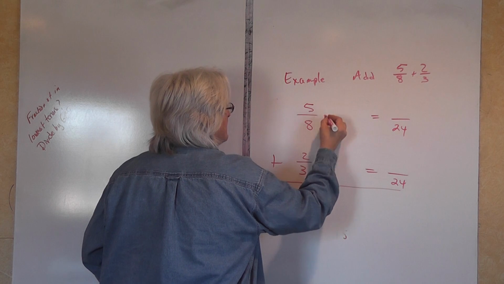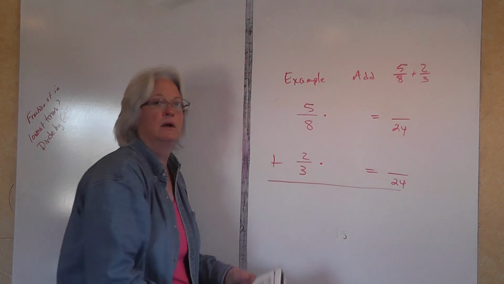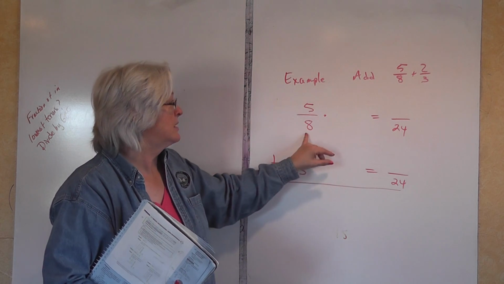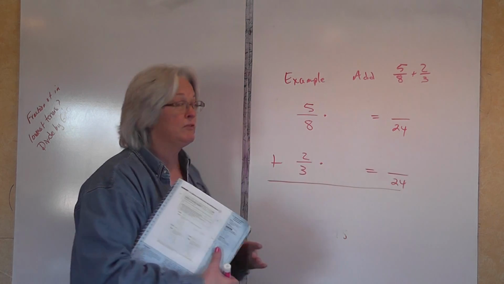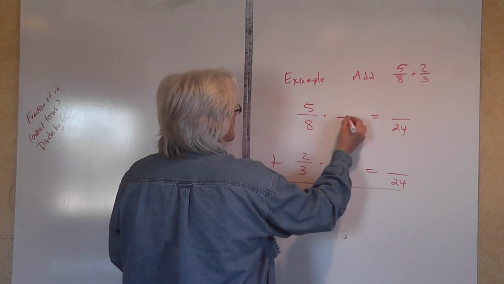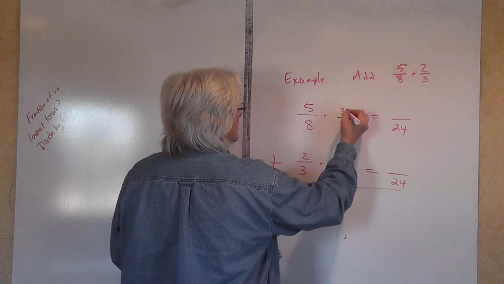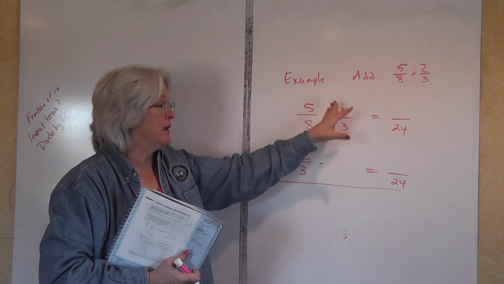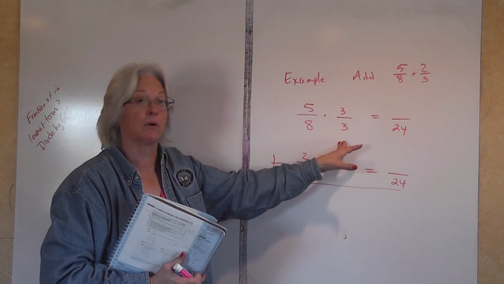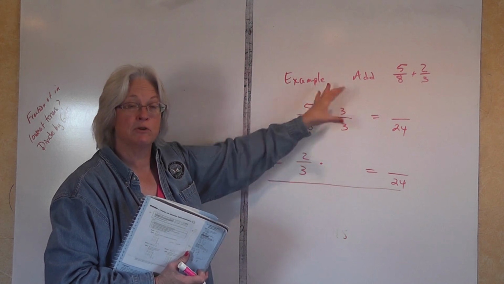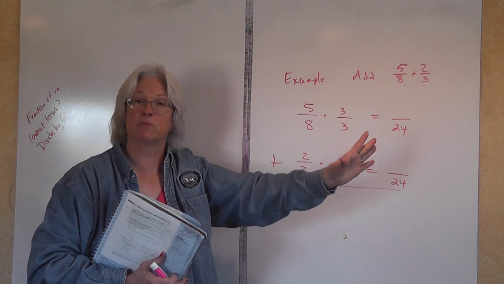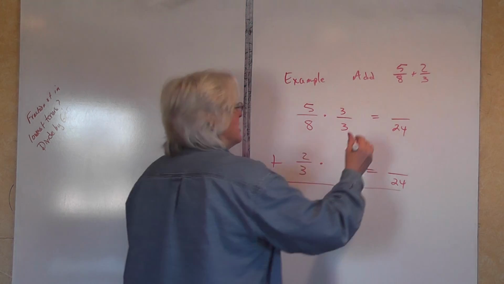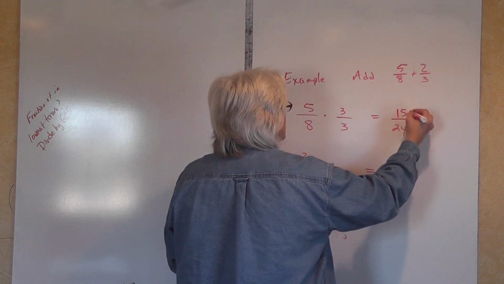We're going to do that by multiplying the numerator and denominator of the fraction by the same number. 8 times what will give us 24? 8 times 3 is 24. You have to multiply the numerator and the denominator by the same number in order to make this true, because when you multiply something by 1, you don't change its value. Here you're going to change its appearance.